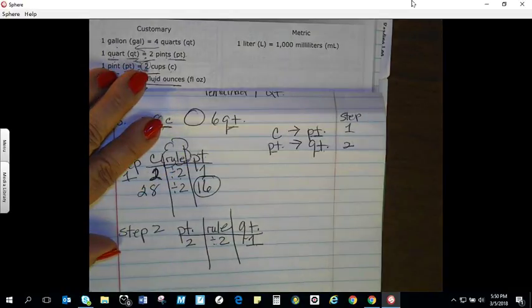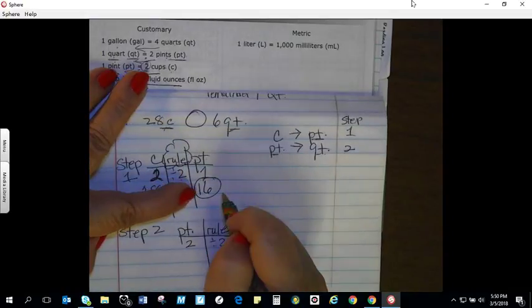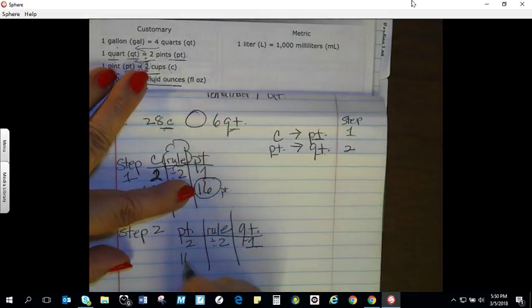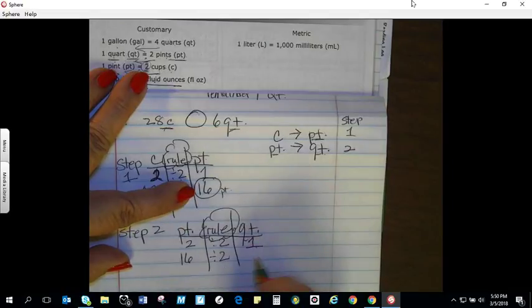All right, now I'm here. I had 16 pints. My rule is to divide it by 2, which will give me now 8 quarts.